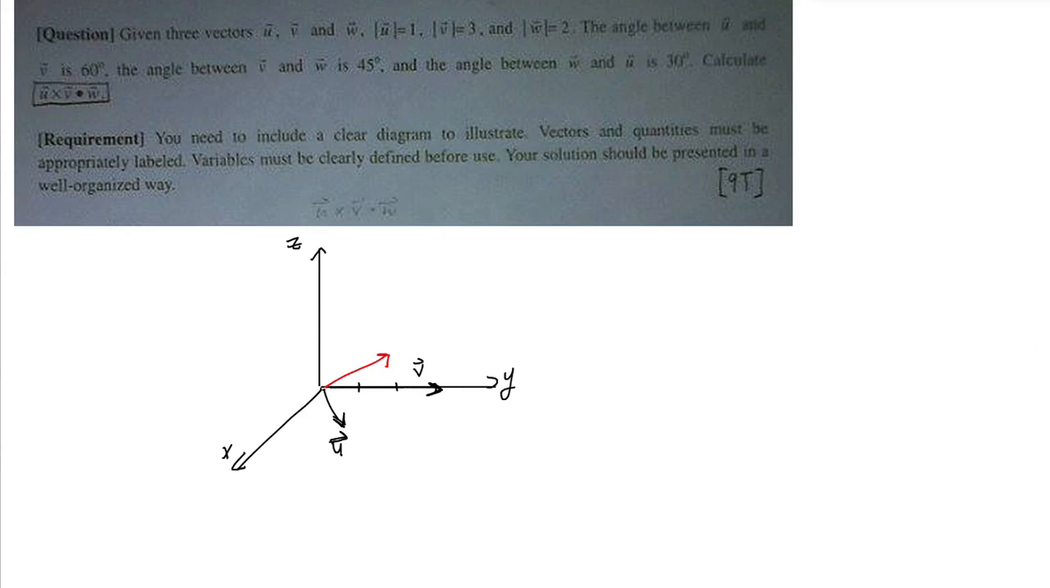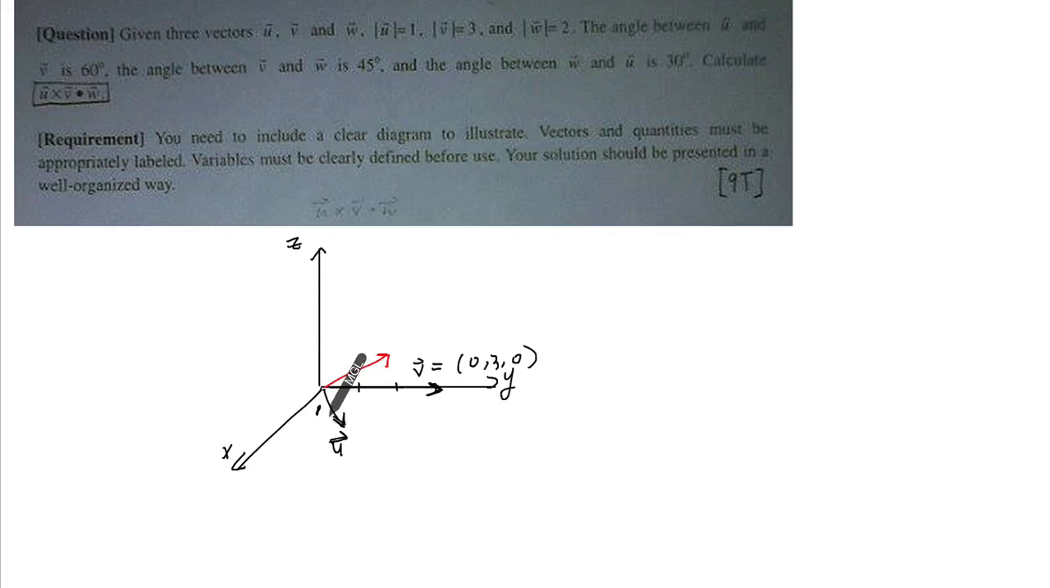Here's the thing that I didn't do last time, but I'm going to do this time. I'm going to give actual coordinates to v. Because it's unit 3, it's on the y-axis. It's going to be 0, 3, 0. And this length is 1. And this angle here is 60, and this is 30.